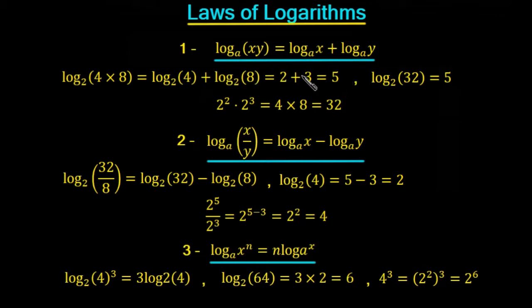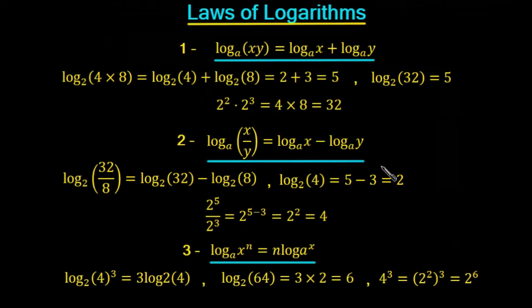So this does actually work. We've got log to the base 2 of 32, which is 5, which is the same as log to the base 2 of 4 plus log to the base 2 of 8. Now if we weren't in logarithmic terms and we were just in normal numbers, we would equivalently be saying 2 to the power of 2 times 2 to the power of 3 is equal to 4 times 8, which is 32.